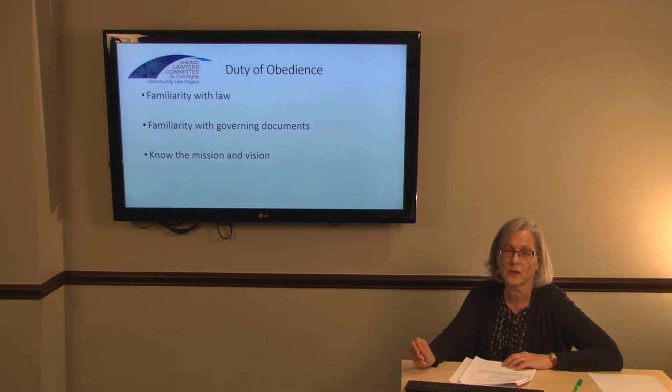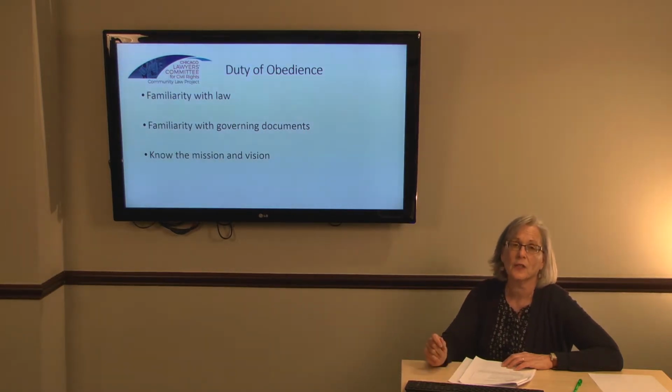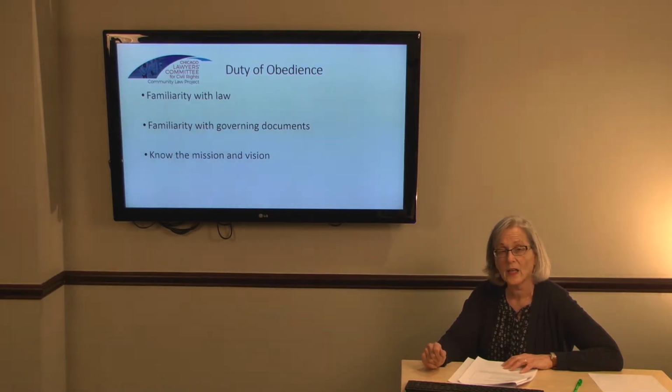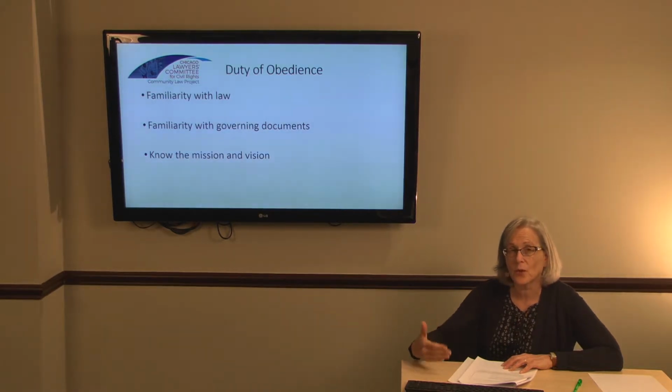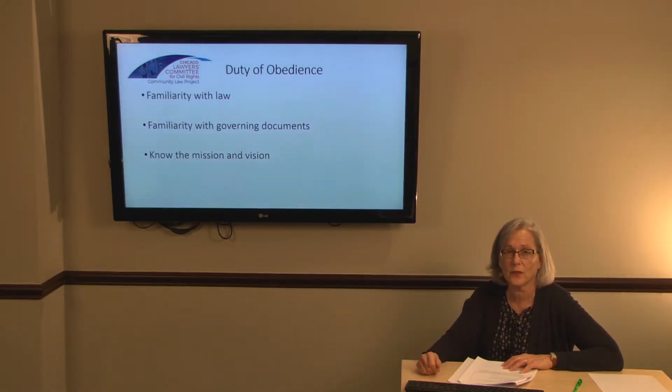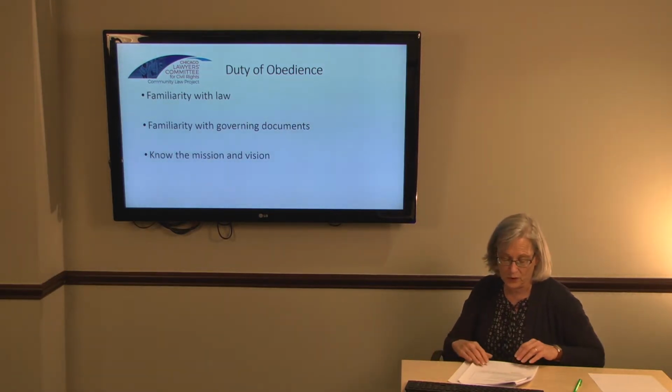And if you don't understand what they mean, the duty of care says you need to ask questions about that to make sure that you do understand what they mean. It also requires that you know what the mission and the vision of the organization are. You want to make sure that the actions of the organization, so the decisions the board is making to further the goals of that organization, really fit within what the mission and the goals and the vision of that organization are.